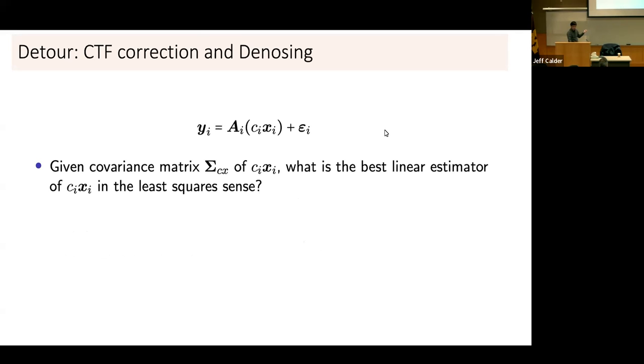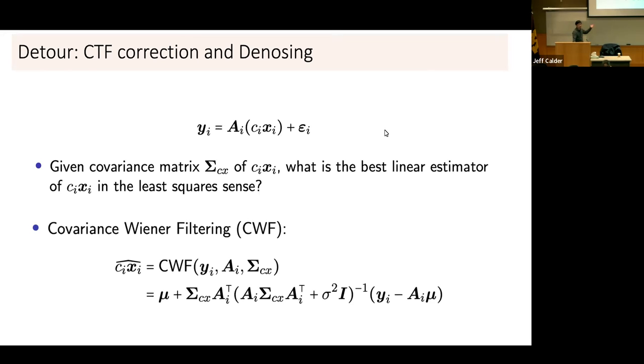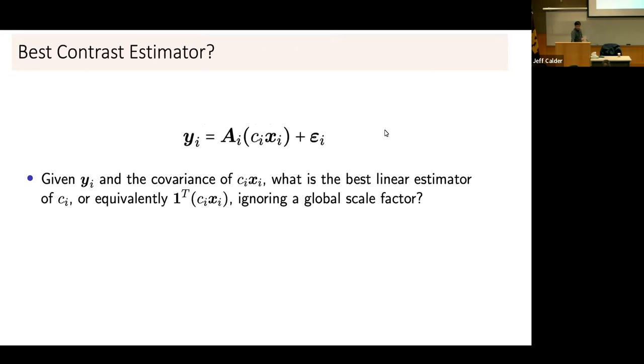So we want to take a detour a little bit and ask how to correct CTF and do denoising. The natural question is, if we want to recover C_i X_i, what's the best linear estimator in the least squares sense? Actually, it has a closed form solution. If you just minimize the posterior expectation under the assumption of Gaussian noise, you get this closed form solution. But then, what is the best linear estimator of the contrast? It turns out that we can show that the best linear estimator is that you first do covariance Wiener filtering to denoise the image, and then sum up the pixel values. It should give you the best contrast estimation in the least squares sense, up to a global scale.